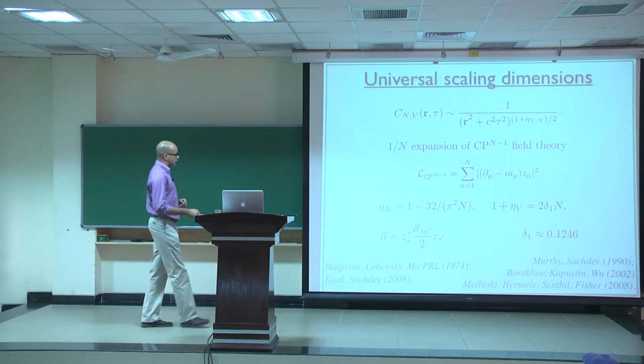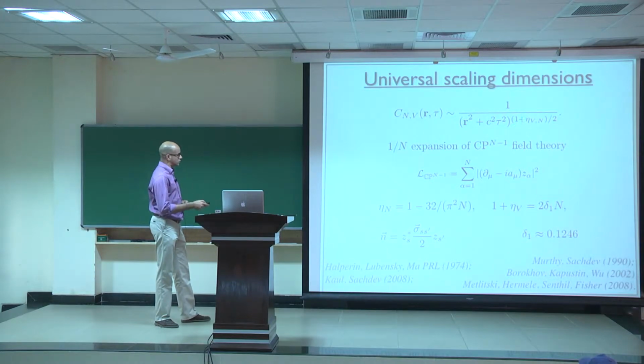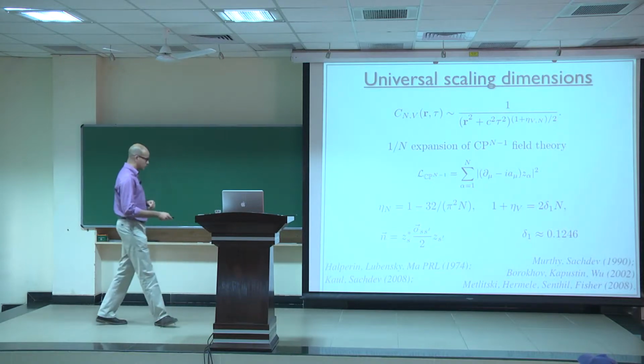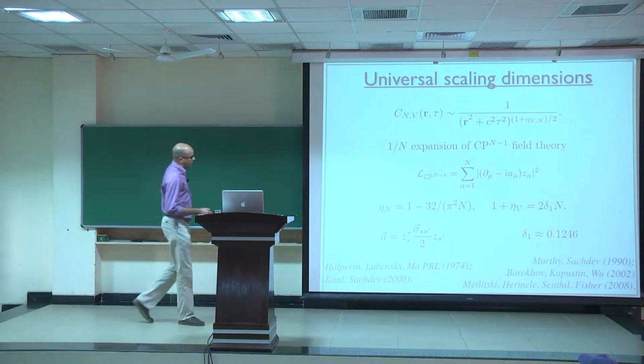Okay, so the Néel order parameter has an anomalous dimension. This is just a way of parameterizing the scaling dimension, which is standard, which is given by 1 minus 32 divided by pi squared divided by n. Okay, so this is a relatively simple calculation, something even I can do.